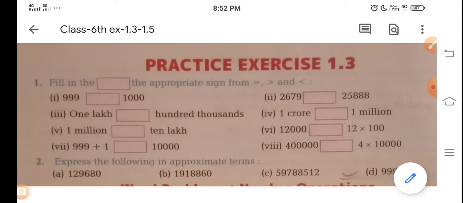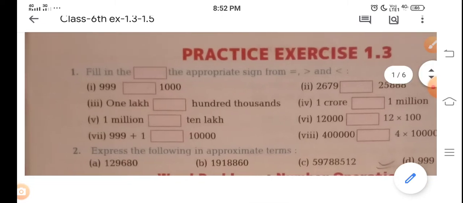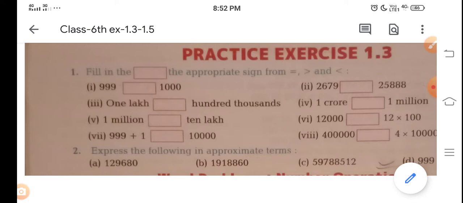My dear students, today I am going to teach you Class 6 math, and today we will discuss Exercise 1.3. Before this class we discussed the previous chapter, and today I will discuss 1.3, the questions on approximation and comparison of numbers. My dear students, you also know how to compare numbers.